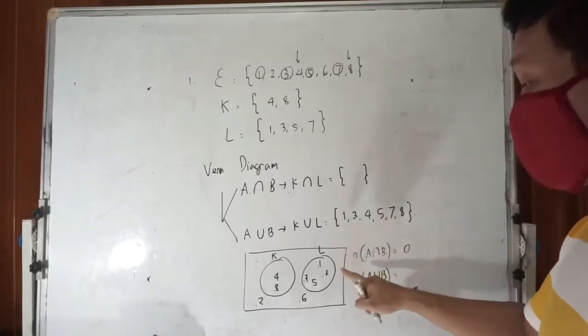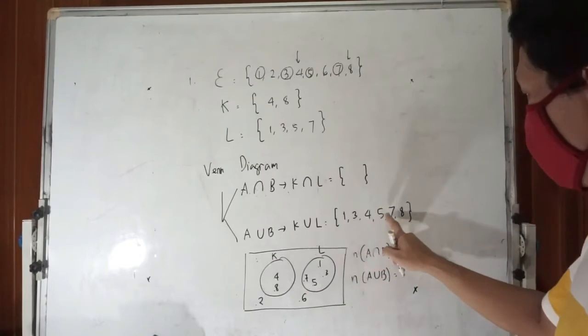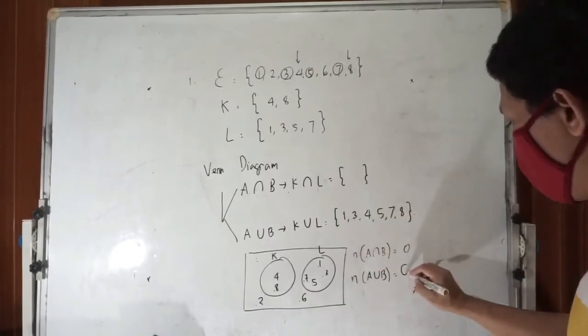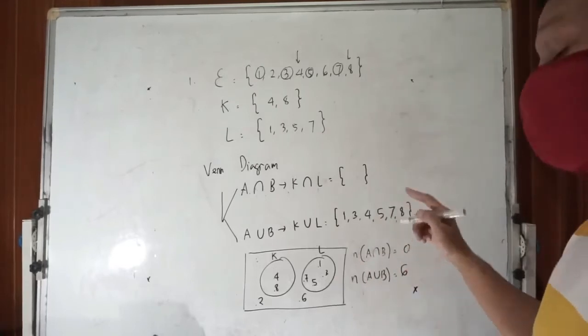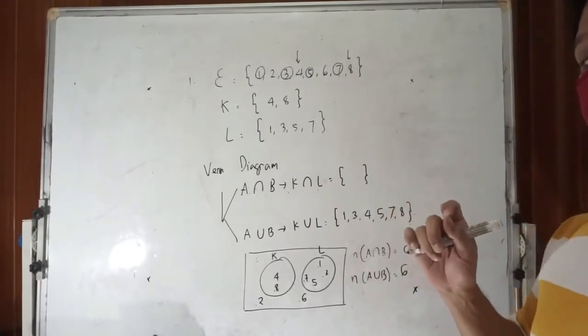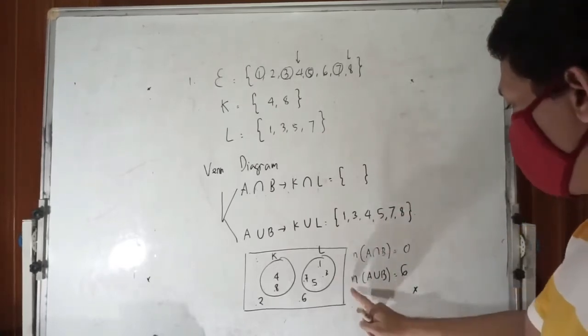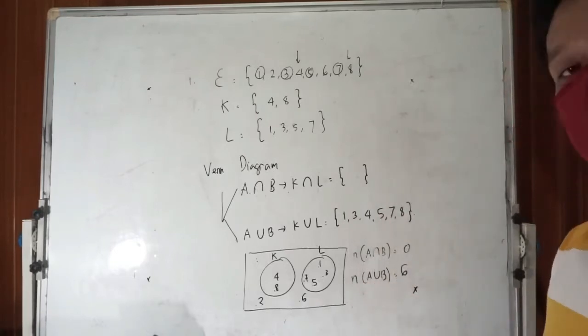And now start to count: 1, 2, 3, 4, 5, 6. So there are 6 elements. The number of elements in A intersection B is 0, no element. And the number of elements in A union B is 6.